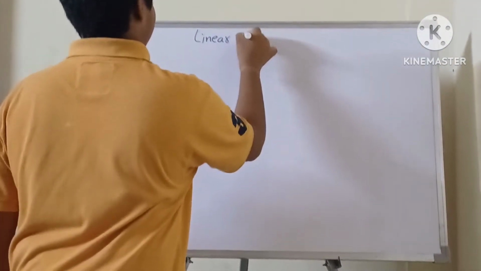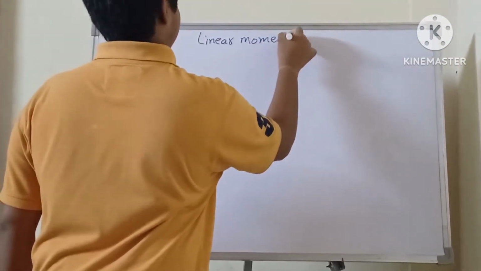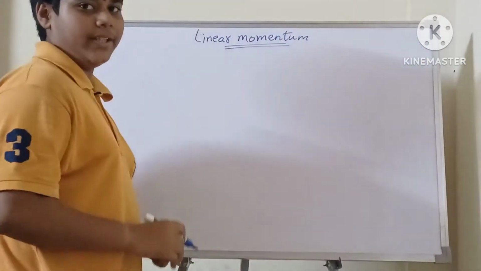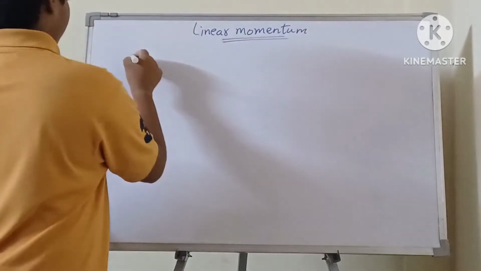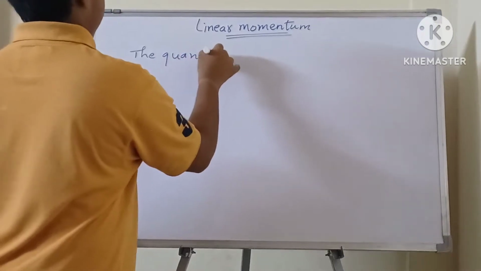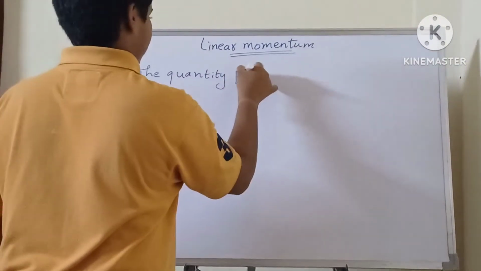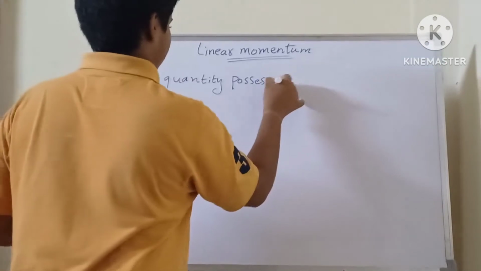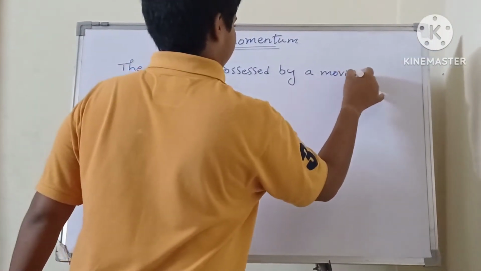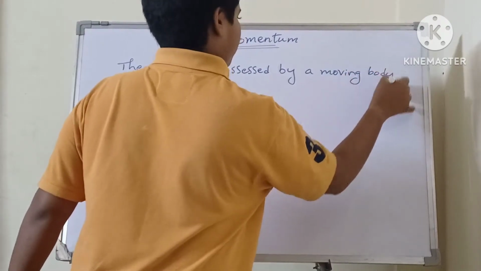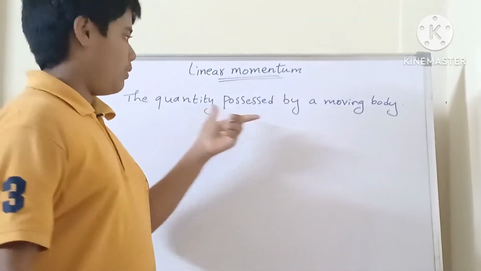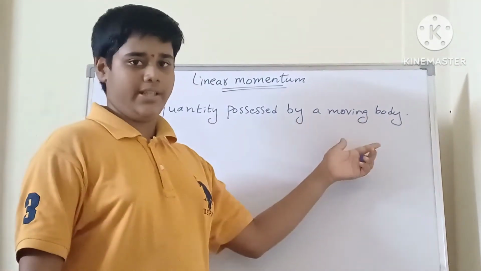Linear momentum. Here, what is linear momentum? The quantity possessed by a moving body. Linear momentum means the quantity possessed by a moving body.